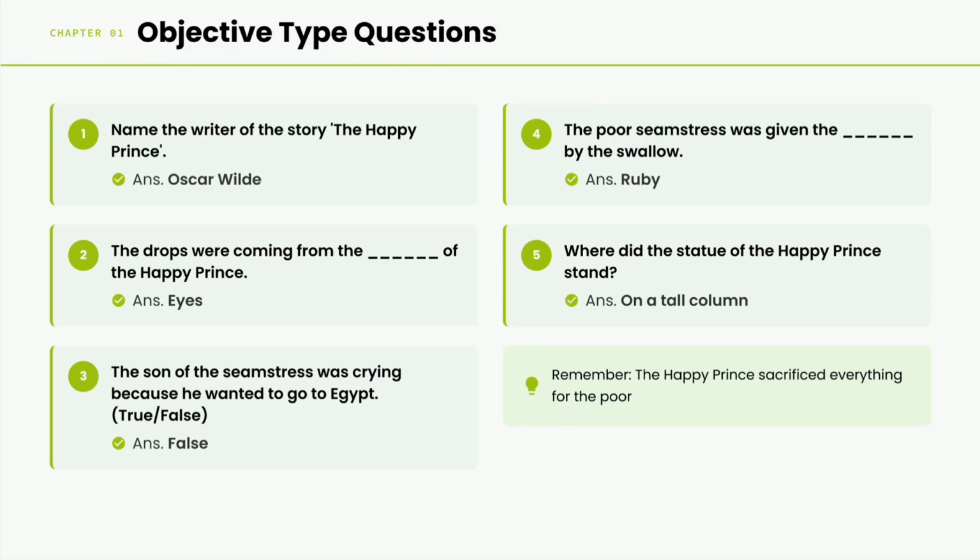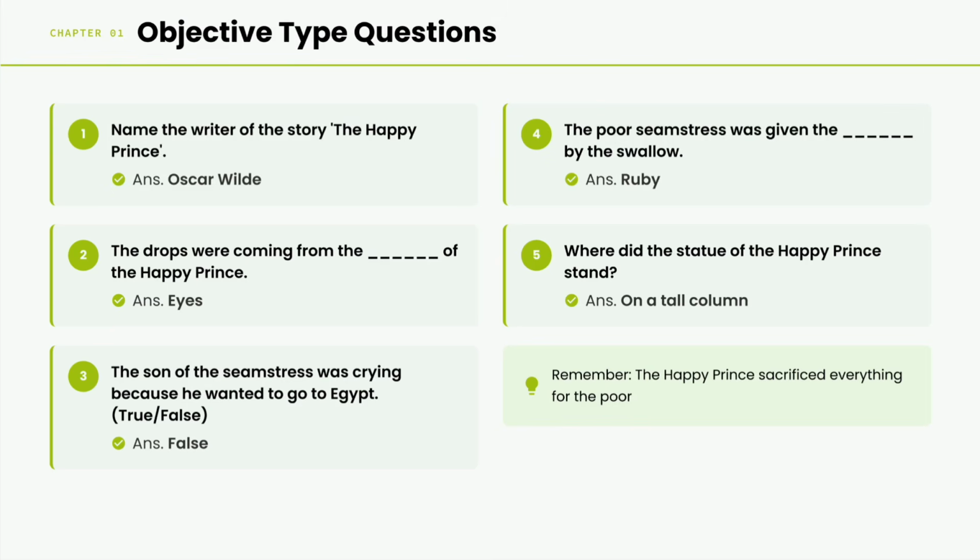Question 1. Name the writer of the story, The Happy Prince. Answer. Oscar Wilde. Question 2. The drops were coming from the underscore of the Happy Prince. Answer. Eyes. Question 3. The son of the seamstress was crying because he wanted to go to Egypt. True or false? Answer. False. Question 4. The poor seamstress was given the underscore by the swallow. Answer. Ruby.